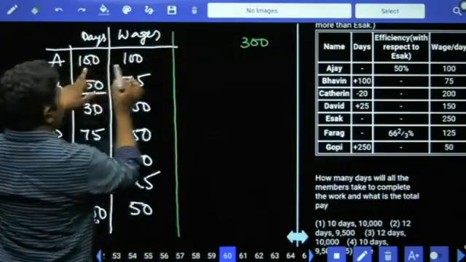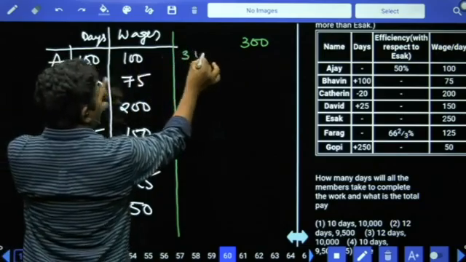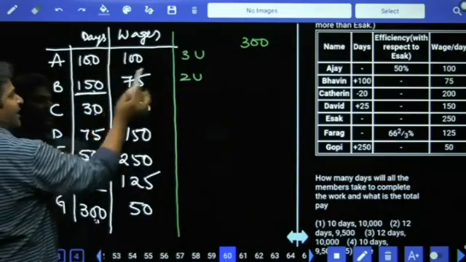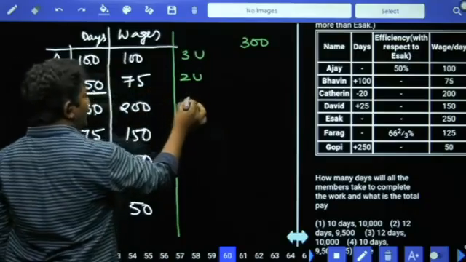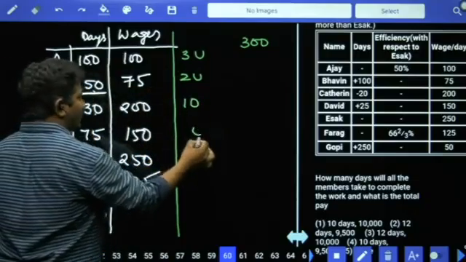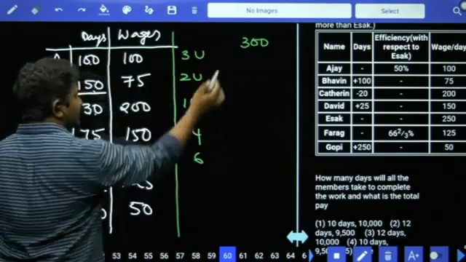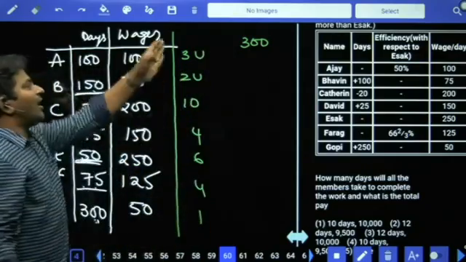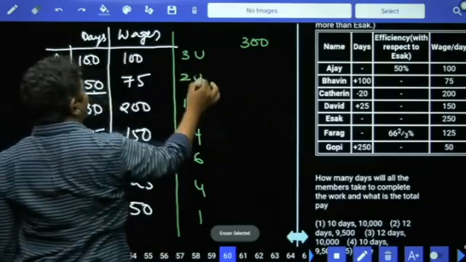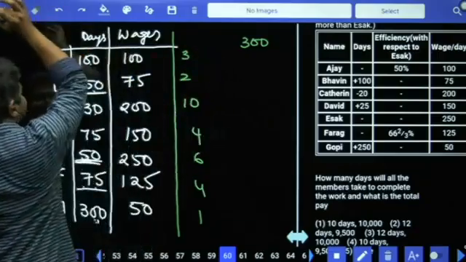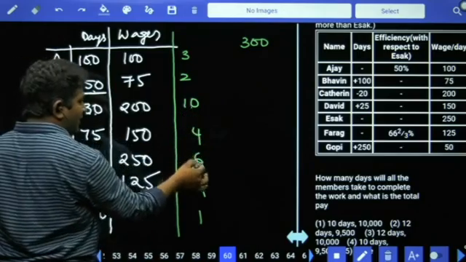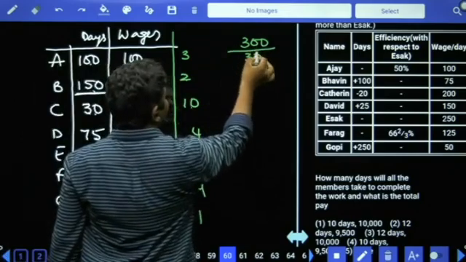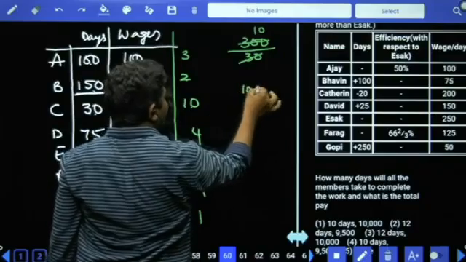If 300 units is done by A in 100 days, per day 3 units can be done. B can do 300 by 150, that is 2 units. C can do 300 by 30, that is 10 units. 300 by 75, 4 units. 300 by 50, 6 units. 300 by 75, 4 units. 300 by 300, 1 unit. If all are working together, what exactly is the efficiency? 10, 20, 25, 30. So the time to complete the work is 300 by 30, which is 10 days.